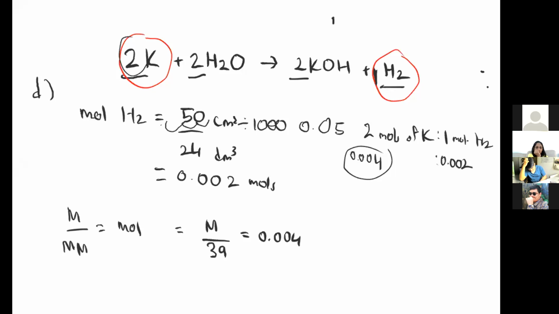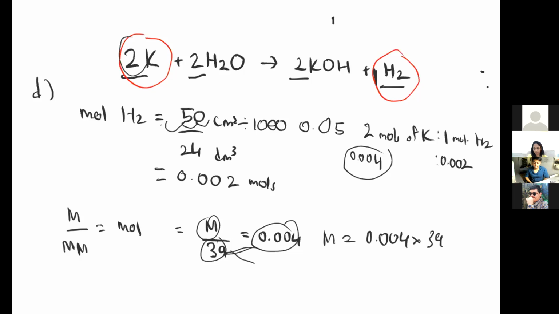So just remember that basic maths, if you have the bottom and you have the answer, you just times each other to get m. So m equals to 0.004 times 39, which you get the mass is 0.156. But remember to always put your units. So if you answer this alone, it's wrong. Remember to put grams.